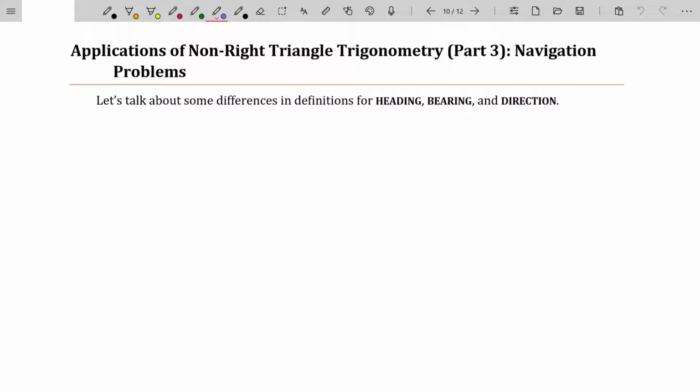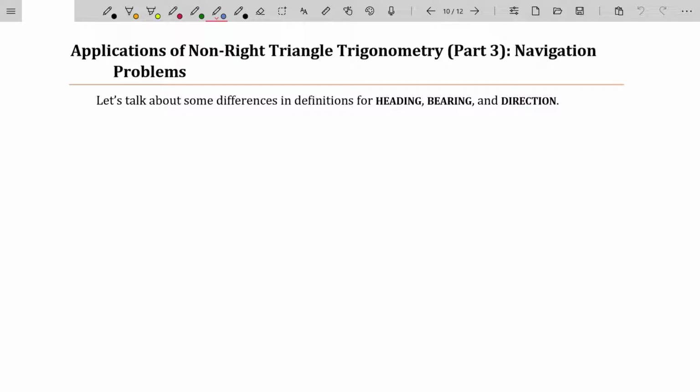Not that they're harder, that's not true. It's just that there tend to be a lot of them in trigonometry and in precalculus, and it's important to take a few moments to talk about the language used in these problems. So you'll see words like heading, bearing, direction, course, true course, all this stuff. What does any of that mean?